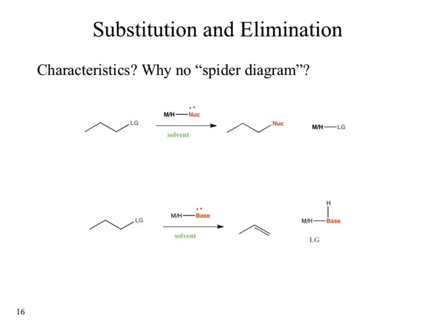Substitution elimination is a general reaction. Why do we not see any spider diagrams or specifics of reagents? What makes a nucleophile?